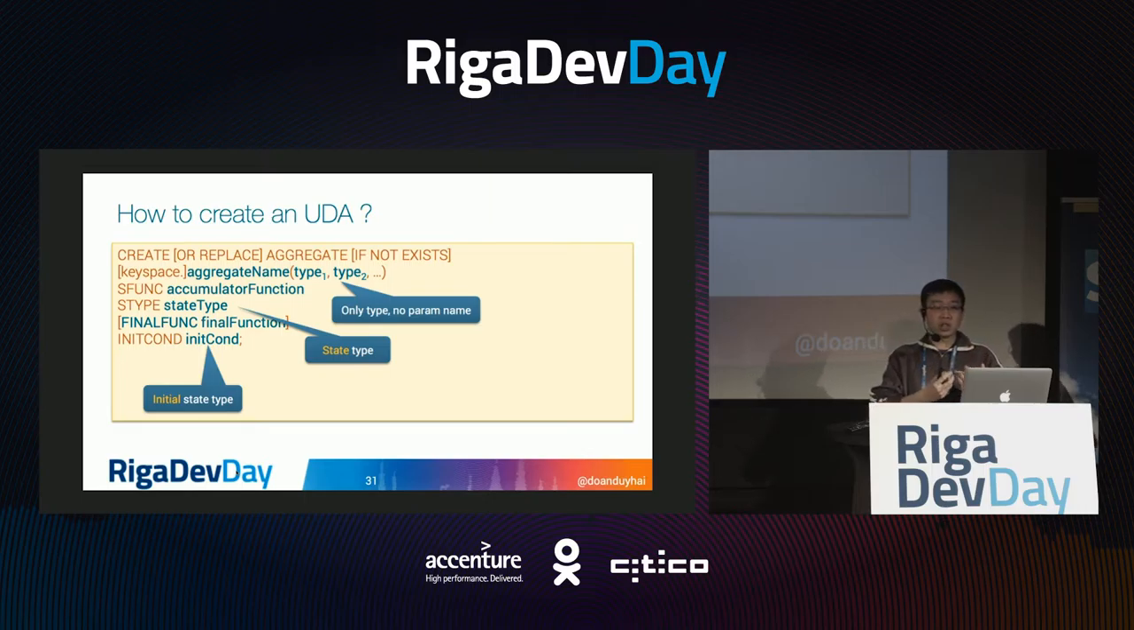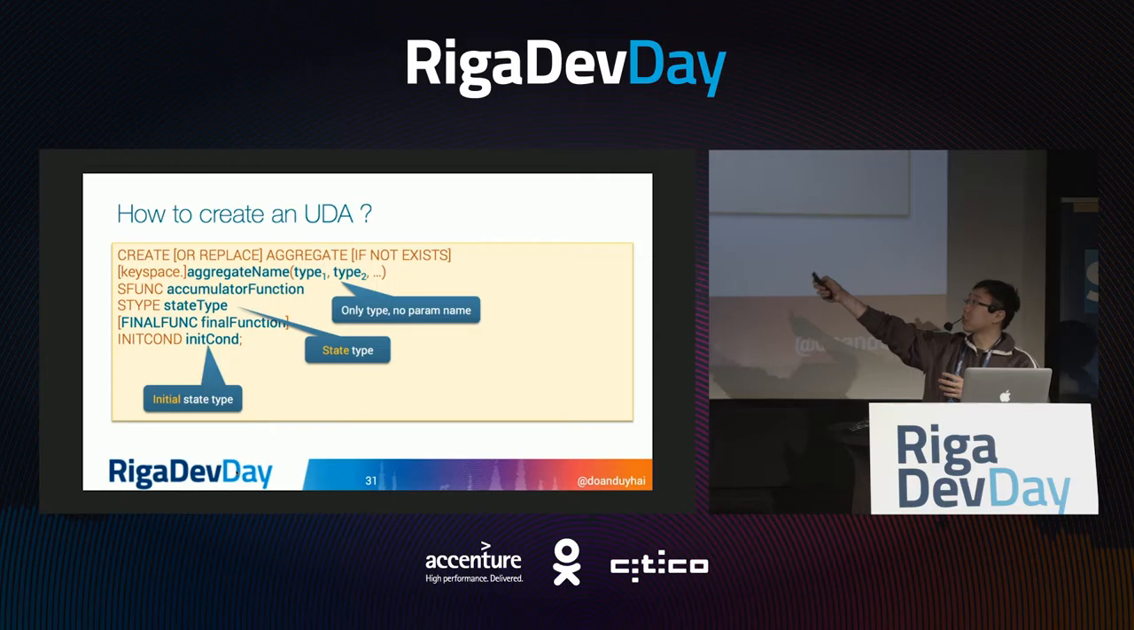Now I will show you how to create an aggregate. The syntax is very different. Create or replace aggregate, if not exists, the name of the aggregate. And this time, you don't have the parameter names, you have only the types. You need to provide sfunc, an accumulator function, and you need to provide also a state to accumulate the data. Think about a foldLeft operation on a stream of data. If you are familiar with Java 8 streams, you have the foldLeft operation. So this is exactly like this. You have a function to accumulate, you have the state to store the data.